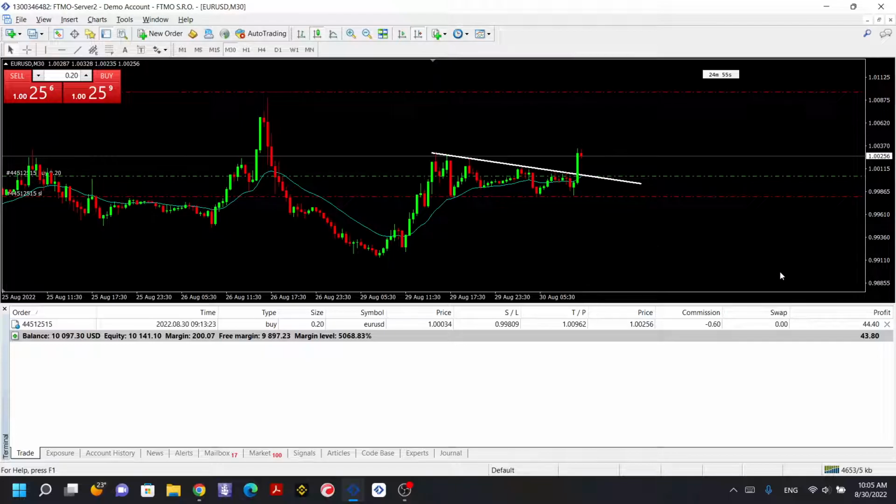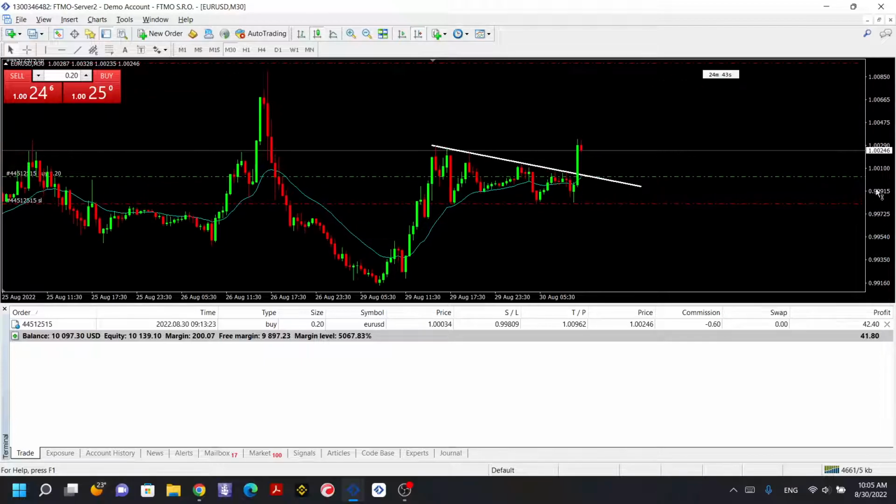Well, the market has reached the 1-to-1 RR, which was up here, which means I will not let this trade come back to negative. If this retracement came all the way down, I'll close at break even.